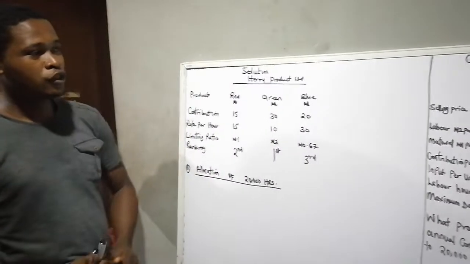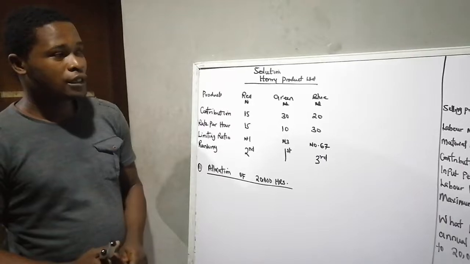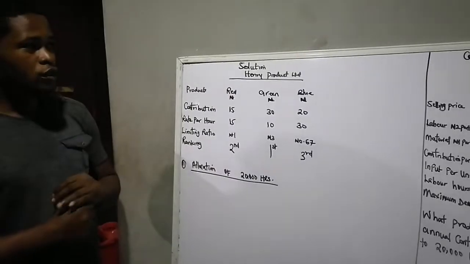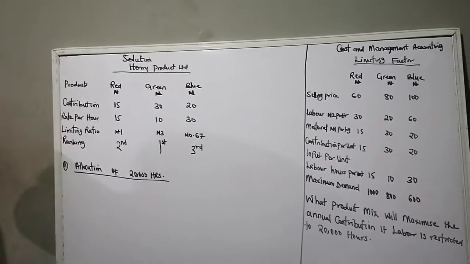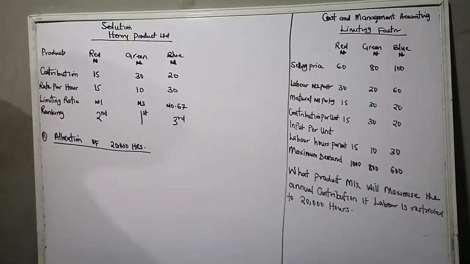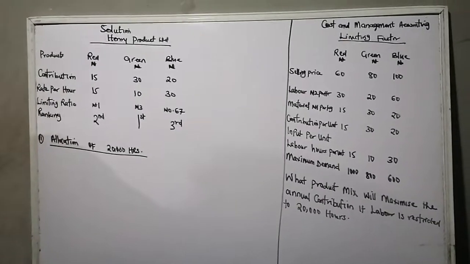Today we'll be looking at another area of cost and management accounting, which is limiting factor. In our previous video, we looked at cost volume profit analysis. So today we'll be looking at a new topic, which is limiting factor. There's a question on the board.